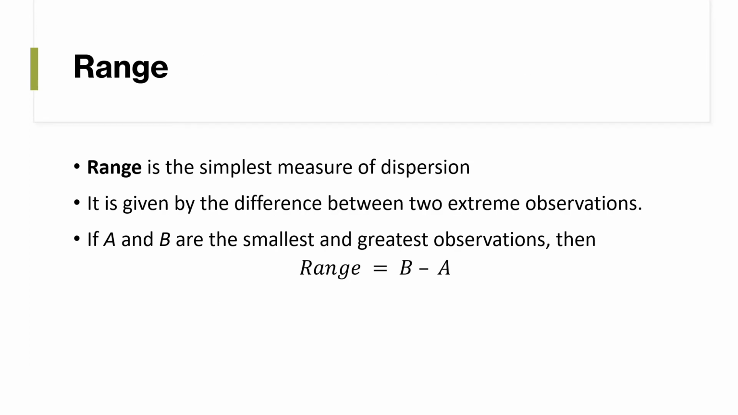Let's start our discussion with range. Range is the easiest measure of dispersion. To calculate range, you simply have to subtract the minimum value from the maximum value. Suppose B is the greatest observation and A is the smallest observation. Subtract them. Note that we'll be looking at the observations and not the frequencies. So it's fairly easy to spot or calculate range.